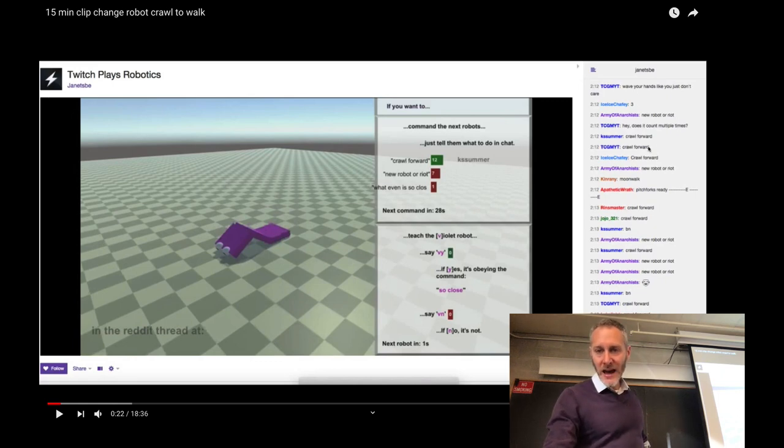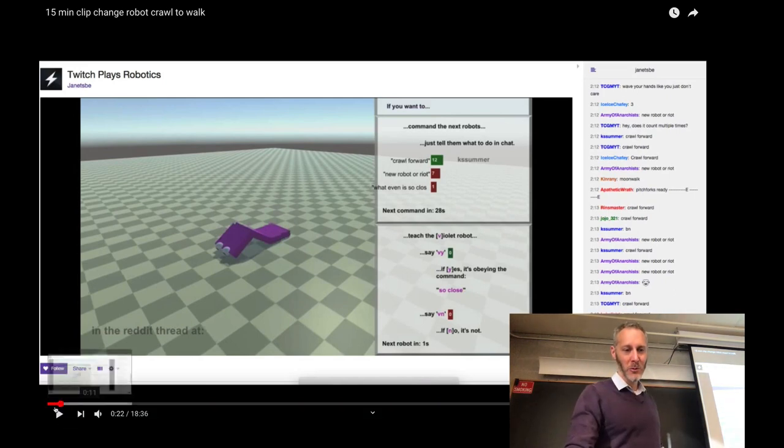And you'll notice that up here, two different users typed in crawl forward. So they're voting for that command. That's the command they think they might be able to teach the robots next. So far, so good? Okay, the current command that the robots have just heard is so close, which is a bit of a bug. Somebody typed in so close and nobody else voted for anything else, so that became the command that the robots heard.